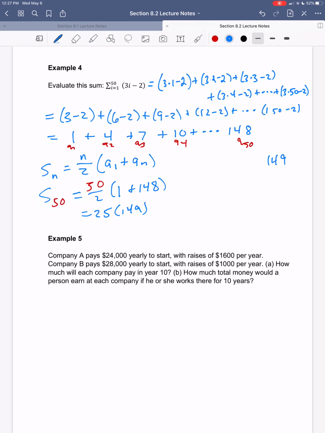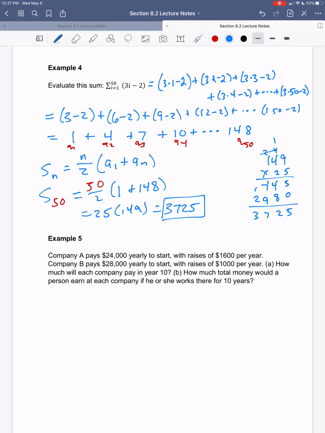I need a calculator. So 5, 4, 20 plus 4, 24. 5 plus 2 is 7. Now put in a 0. 2 times 9 is 18. 8 plus 1 is 9. I get 3,725 would be that sum.